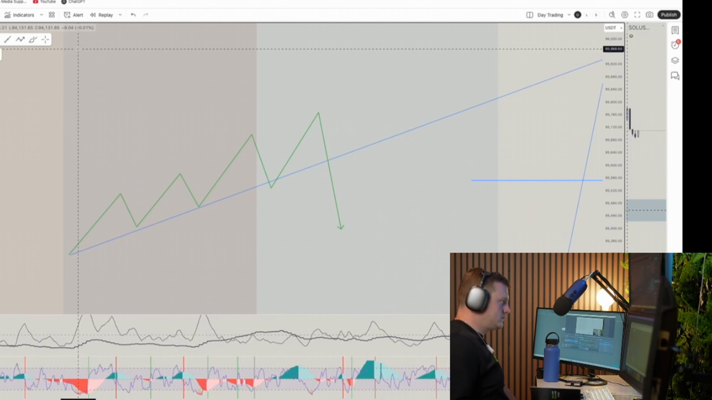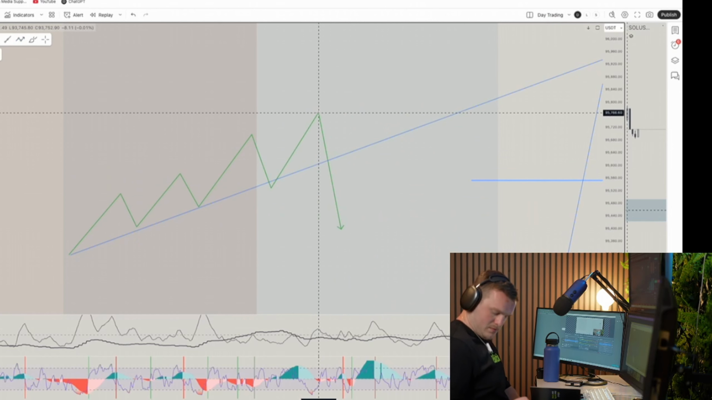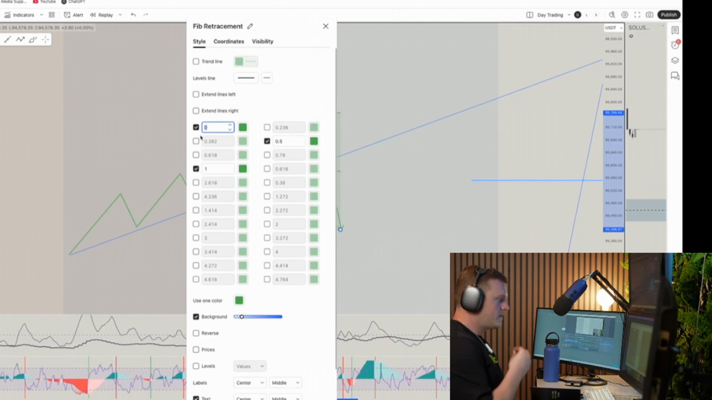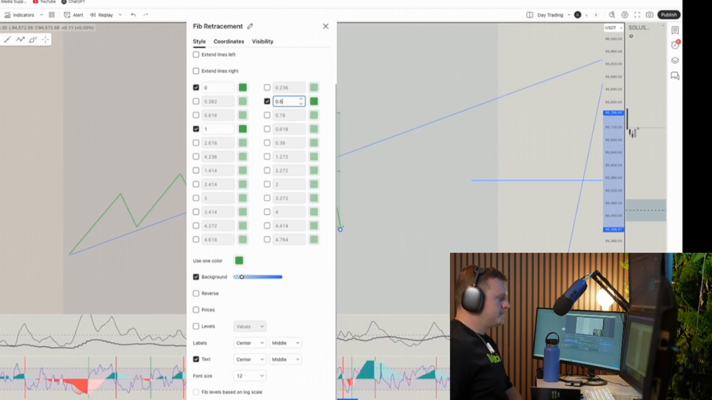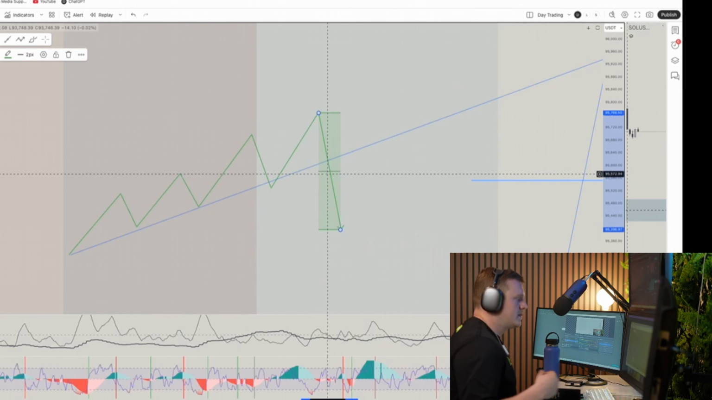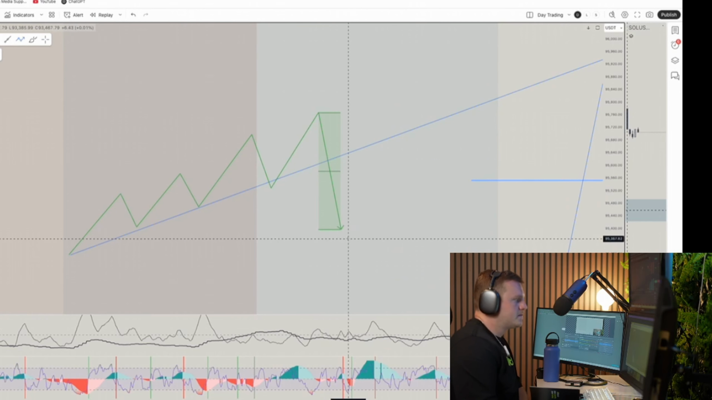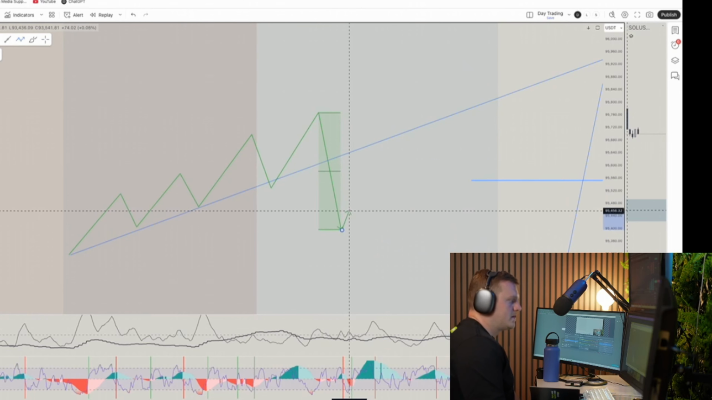So how to find the fair value gap that we want to trade is we want to take the swing high to the swing low with your Fibonacci. In the settings for your Fibonacci, you're just going to need 0, 1, and 0.5. Just three of them. And you can have them all be the same color like I have. All this is spotting is the 50% level. Because what we want to see price do is pull back more than this 50% level.